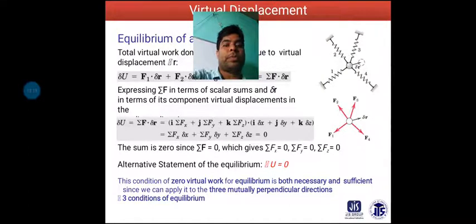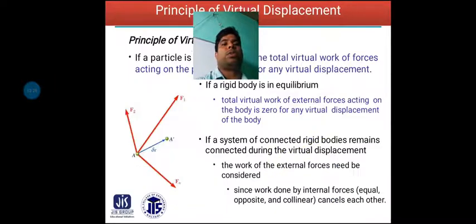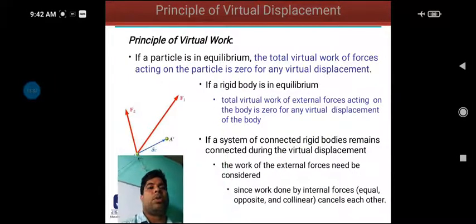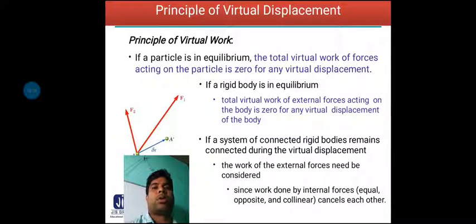Now this condition of zero virtual work for equilibrium is both necessary and sufficient, since we can apply it to the three mutually perpendicular directions and get the three equilibrium conditions. Now the principle of virtual work. If a particle is in equilibrium, the total virtual work of the forces acting on the particle is 0 for any virtual displacement.